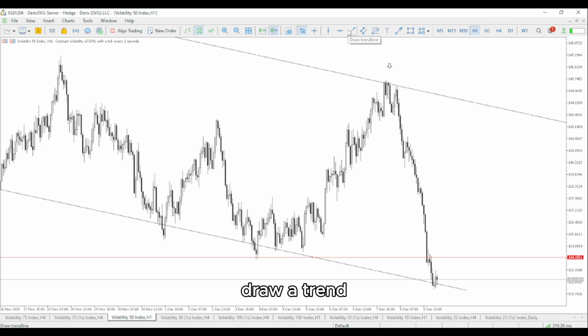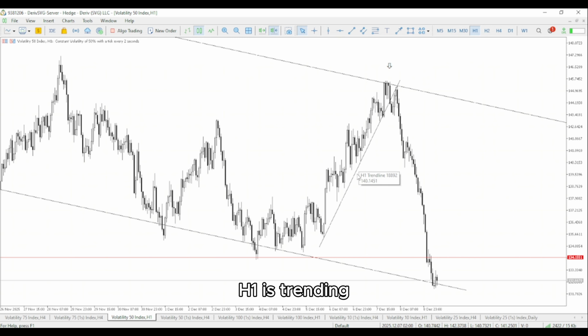So now you can draw a trend line like this and simply wait for it to break out. You wait for the trend line to break out. That is if you want to play very, very safe in the market. Since you find out that this H1 is trending bullish right here, you wait for it to break out. This was the breakout.